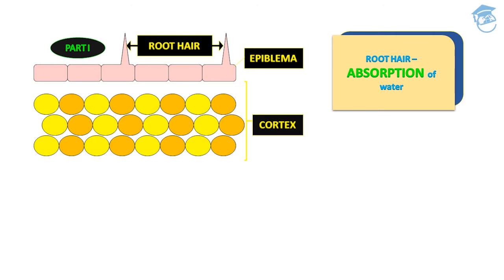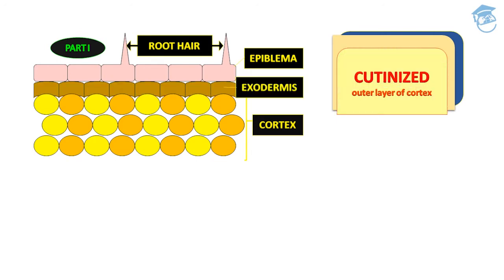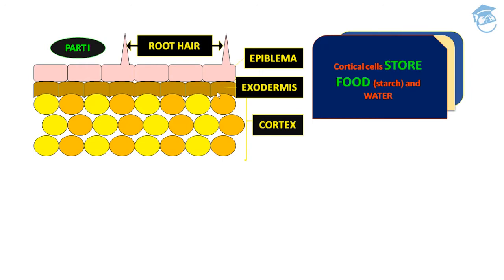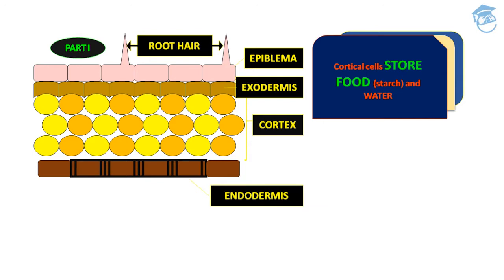The cortex consists of several layers of thin-walled parenchyma cells with intercellular spaces, and the innermost layer of the cortex is called the endodermis. This is the exodermis because it is present outside. Cortical cells store food such as starch. And this is the endodermis, which is present inside the cortex, and it is comprised of a single layer of barrel shaped cells. This way you can identify it as dicot root, without any intercellular space.